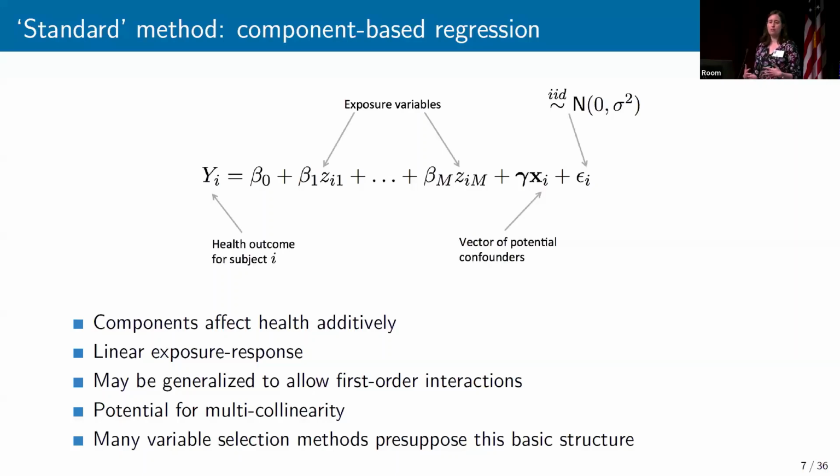There are a few limitations of the standard approach. It assumes that the components have an additive effect on the health outcome. It assumes that there's a linear exposure response function. Now we could generalize that. Instead of including just Z1 through Zm, we could also include quadratic terms. We might want to allow for even other shapes of the nonlinear relationship. Marianthi also talked about how we might want to include interactions, but if we include some pre-specified pairwise interactions, what about the higher order interactions?